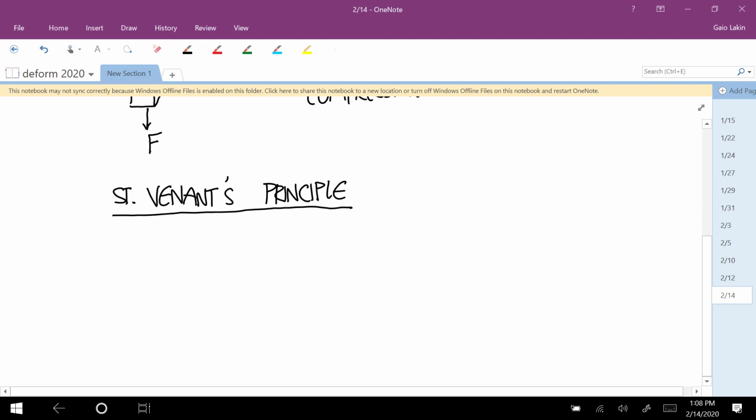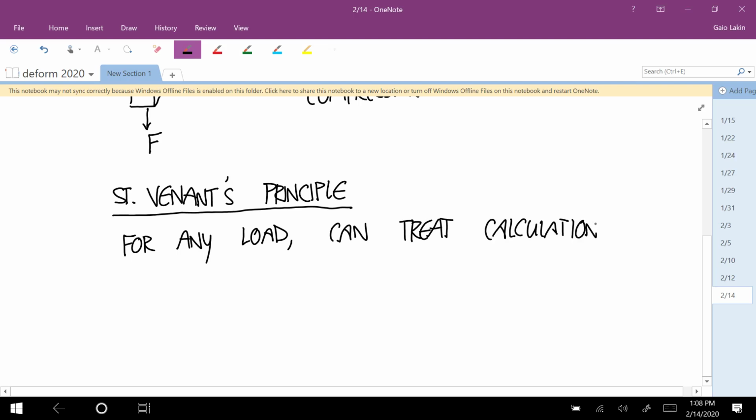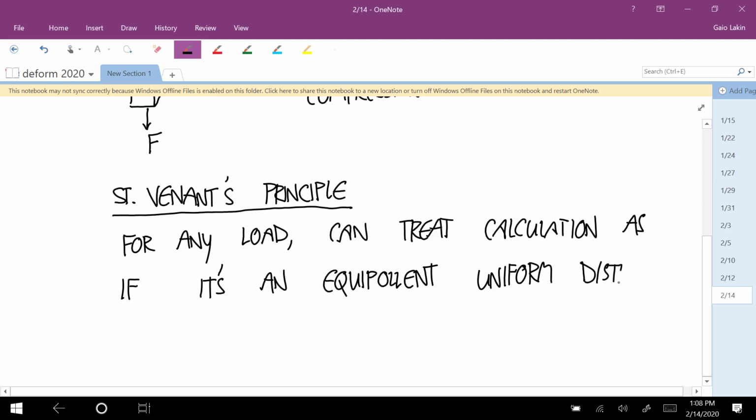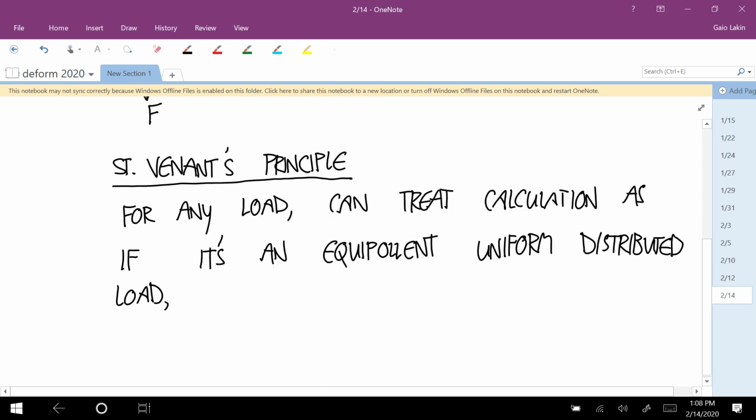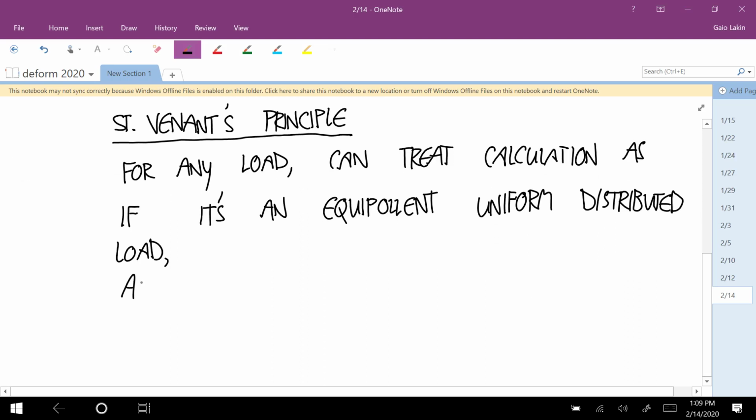So for any load, you can treat the calculation as if it's an equipollent uniform distributed load, as long as you ignore points near the load itself.